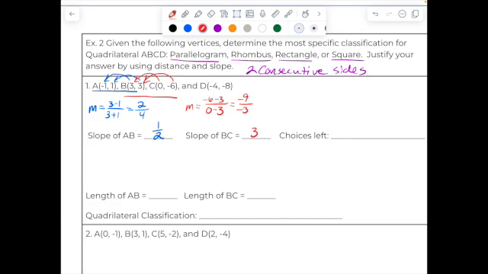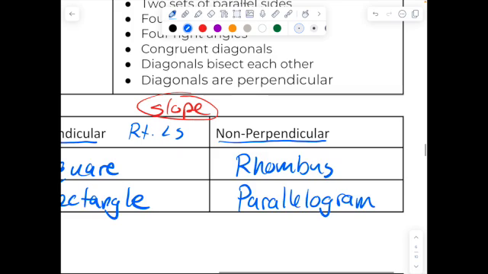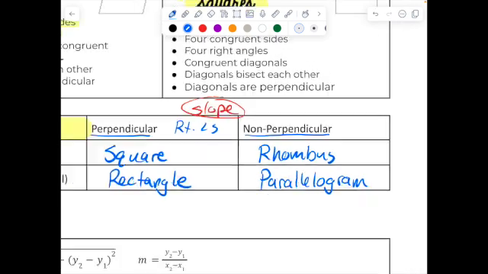Now I want you to notice that these 2 slopes are not opposite reciprocals of each other. They are not opposite, they're both positive, and they're not reciprocals. The reciprocal of 1/2 would be 2, not 3. Since these are not opposite and they're not reciprocal, we know that AB is not perpendicular to BC. Since they are not perpendicular, if I go back here to my previous chart, the only options then are rhombus and parallelogram.